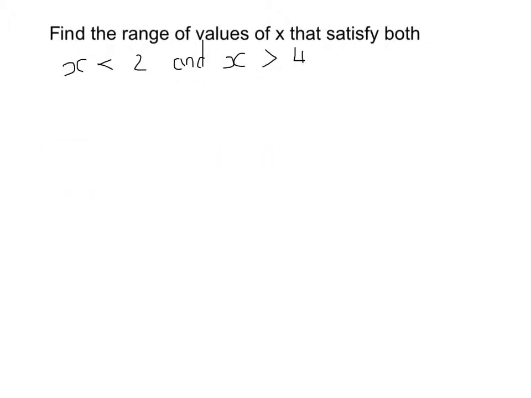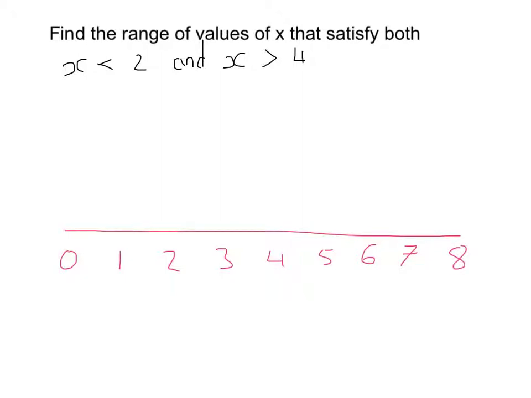Let's finally look at two more inequalities. x is less than 2 and x is greater than 4. Again, by looking at this on a number line and looking at, say, the numbers 0 through to 8 again. If I was to represent this on a number line, x being less than 2 would be represented with a circle and a line going off to the left, and x being greater than 4 would be represented with a circle with a line going off to the right.